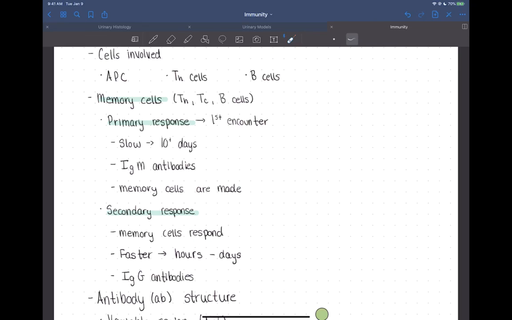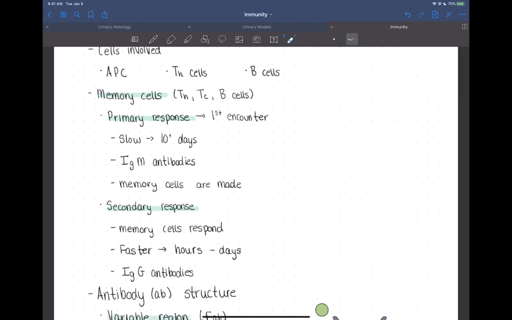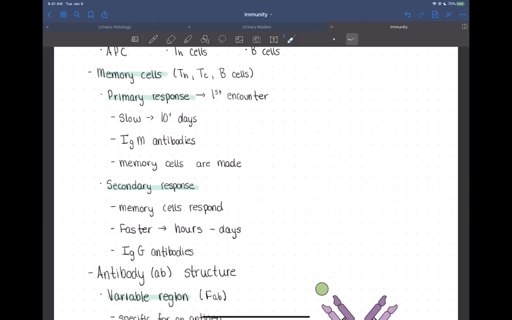All right, so like the first time you got chicken pox, these would be your primary response. Typically, the immune system is very slow for this response. So this is a slow response. It can take over 10 days. The antibody that's made, the specific class, is called an IgM. And this is where those memory cells are made.